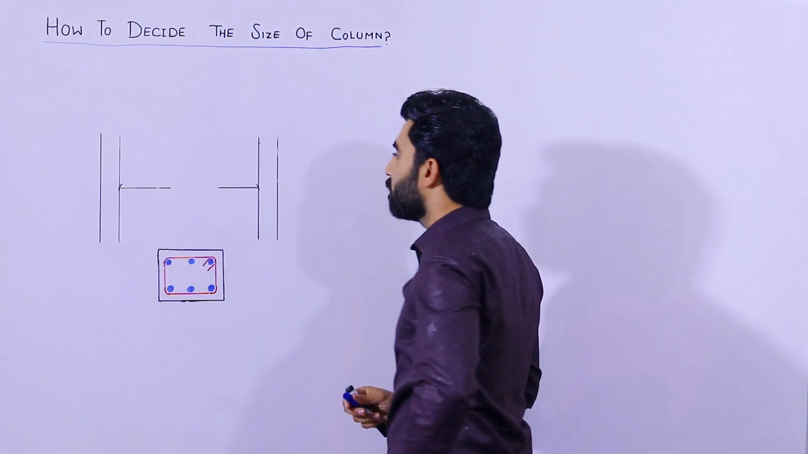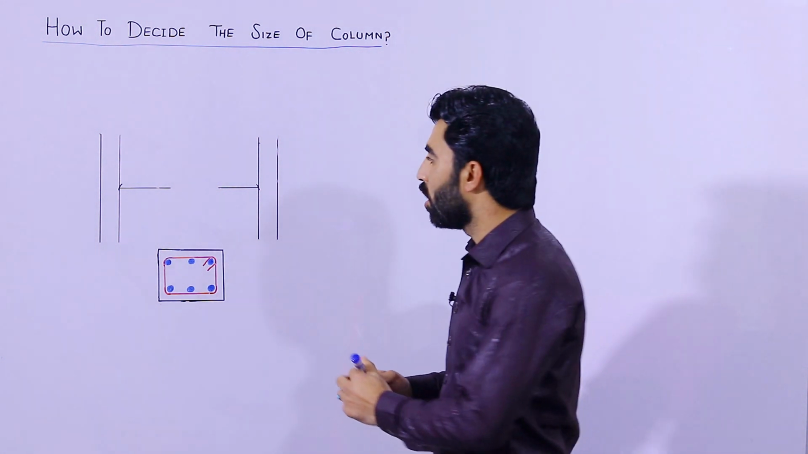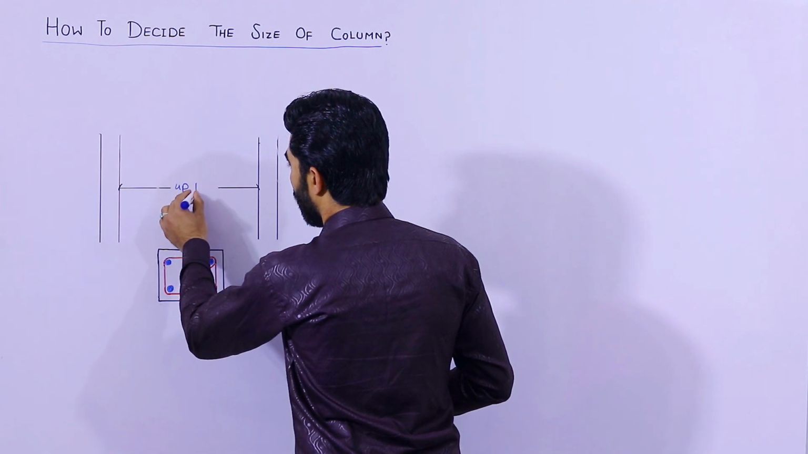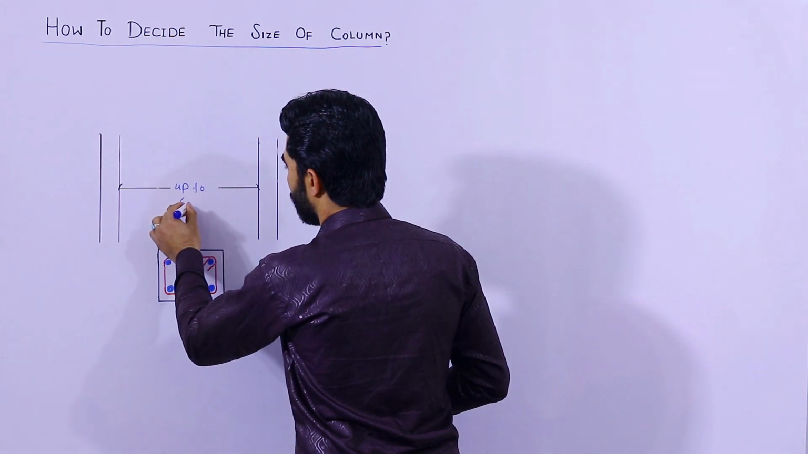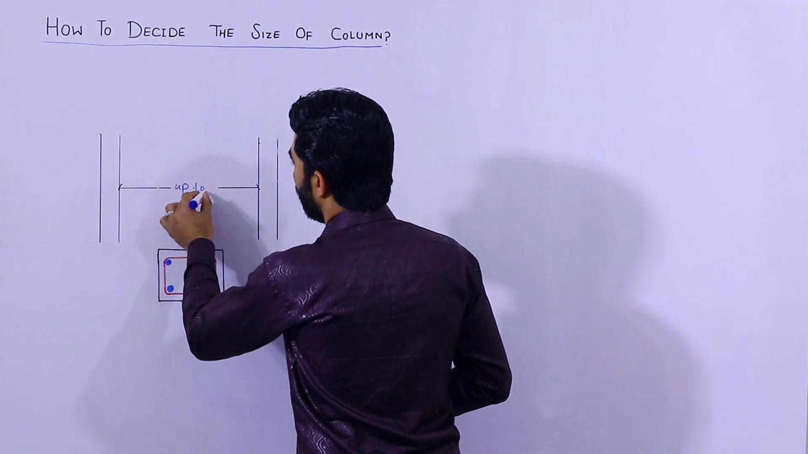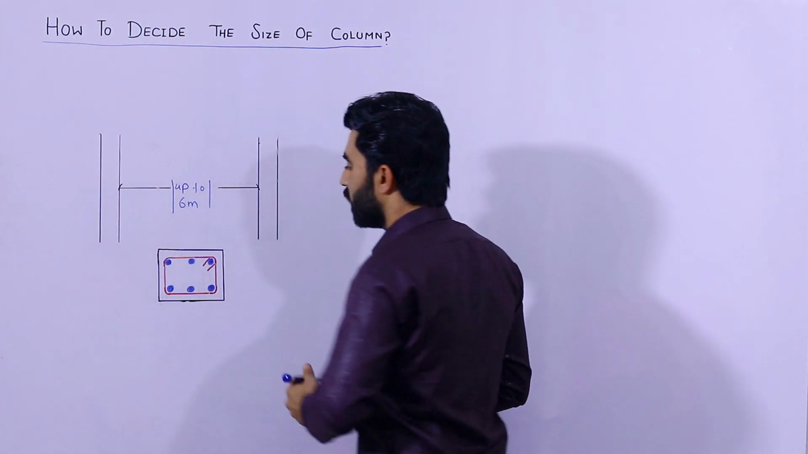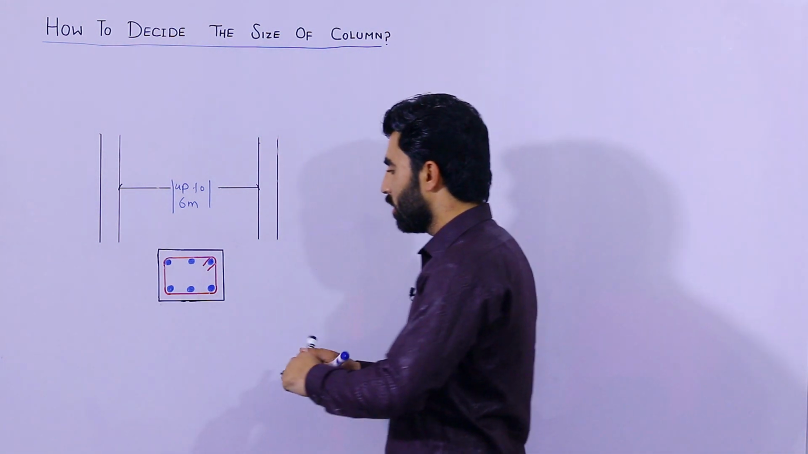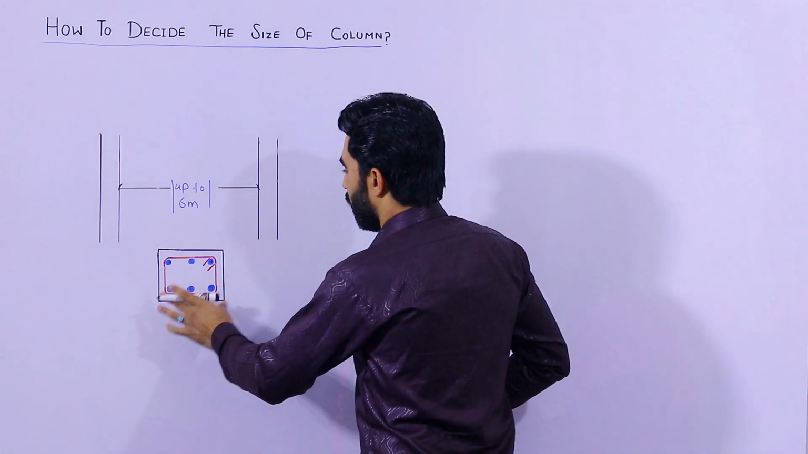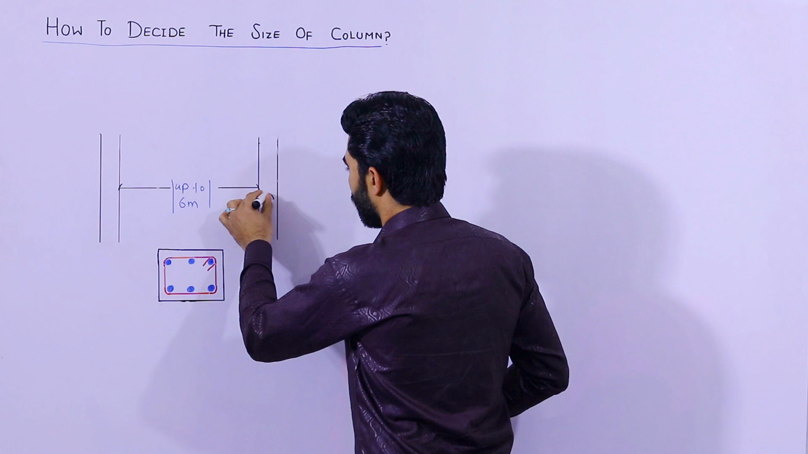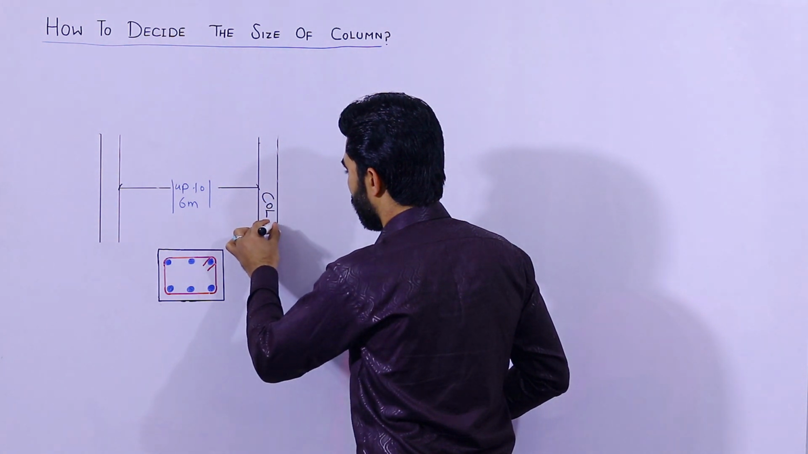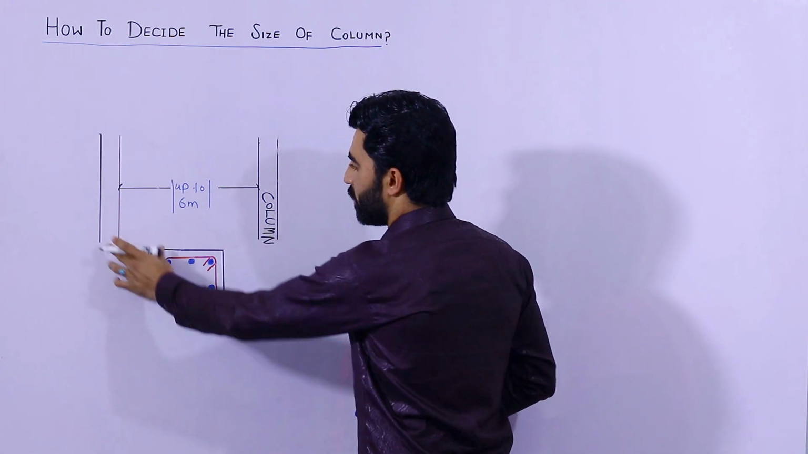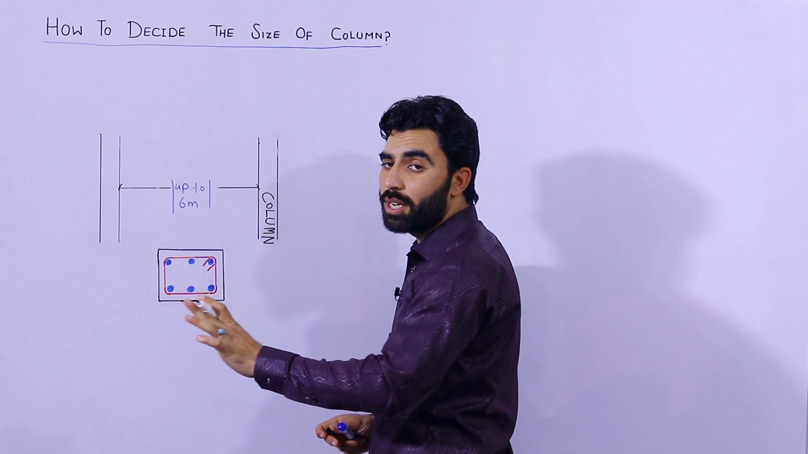If the span or distance between two columns is up to 6 meters, what should be the size of column and its steel reinforcement details? So let's start. Guys, you can see here these two are columns. So this is column, and this is the other column. Span between two columns is 6 meters.